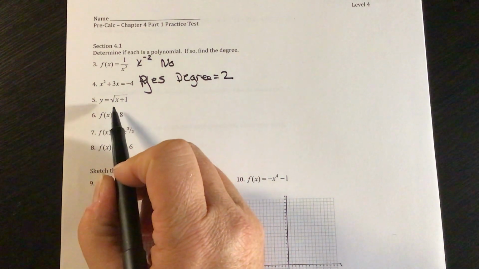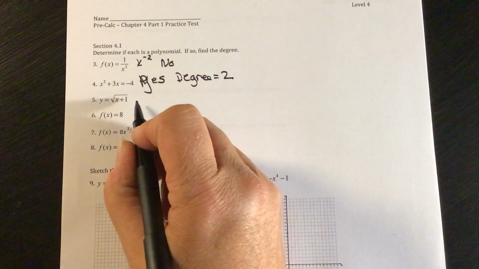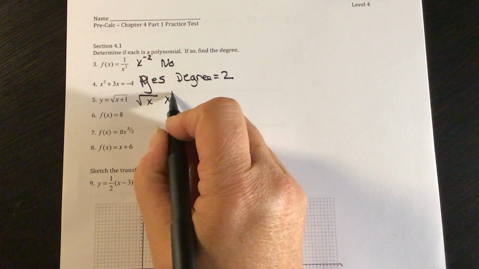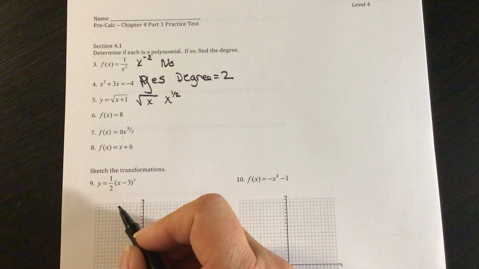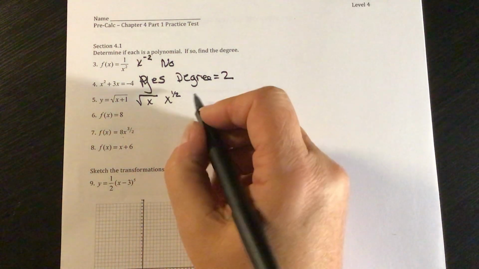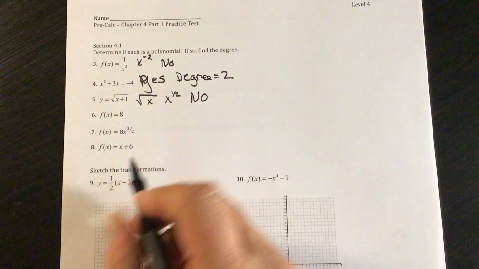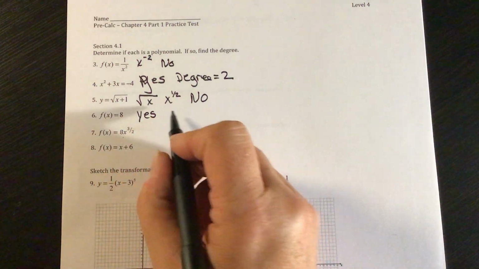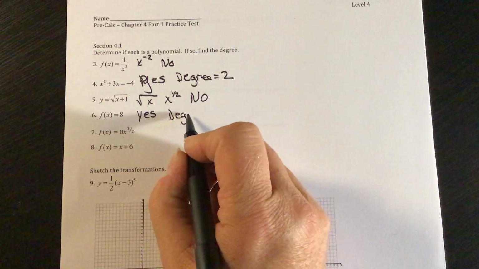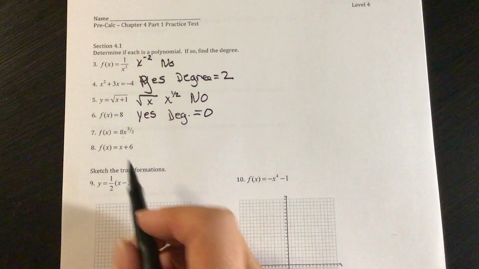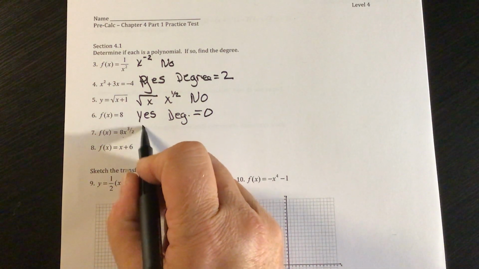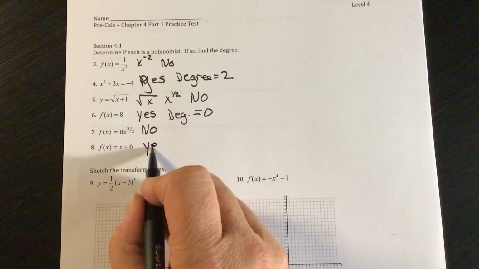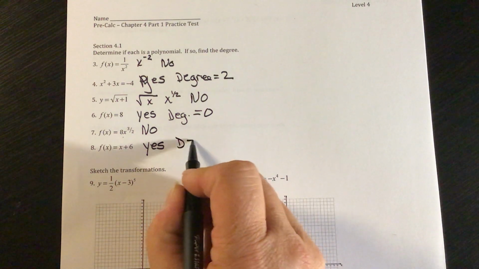We can't have any kind of square root functions because technically a square root function is the same as a fraction exponent. So we're not going to have fraction exponents, so no, this is not a polynomial. This is a polynomial, and this is a constant, and the degree is 0. Not a polynomial because of the fraction exponent, and yes, this is a polynomial, and it's linear, and it's degree 1.